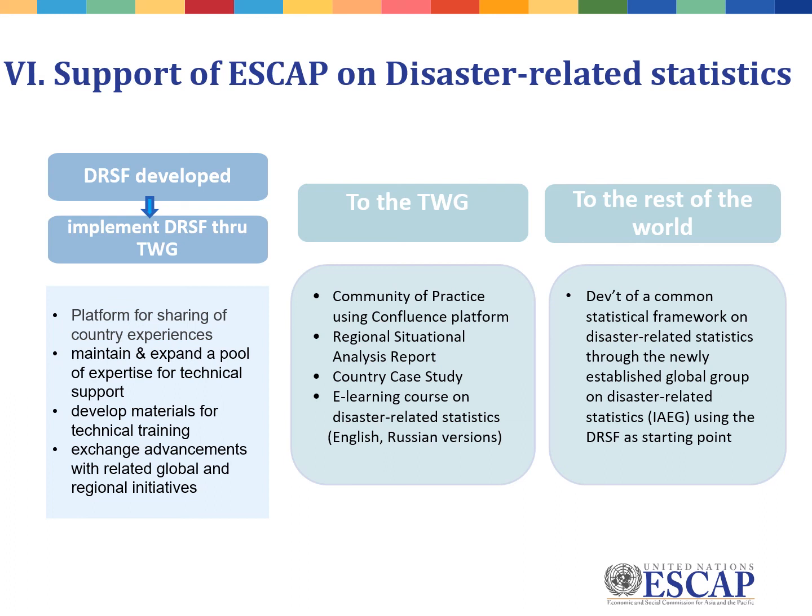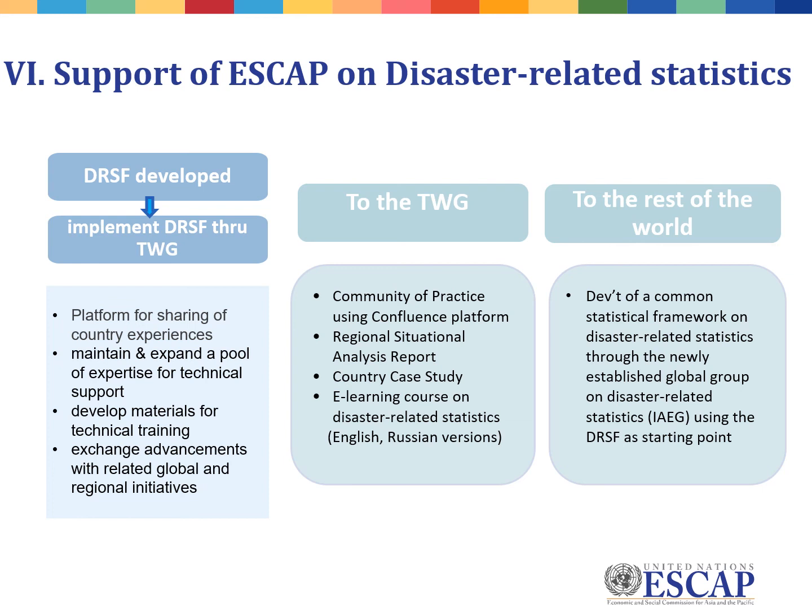So at present, ESCAP supports the TWG in terms of providing secretariat services, providing the electronic platform called the Confluence for a more efficient conduct of its work. And it has also produced e-learning materials for capacity development of countries. And it came up with two reports, namely a regional situational analysis and a country case study.